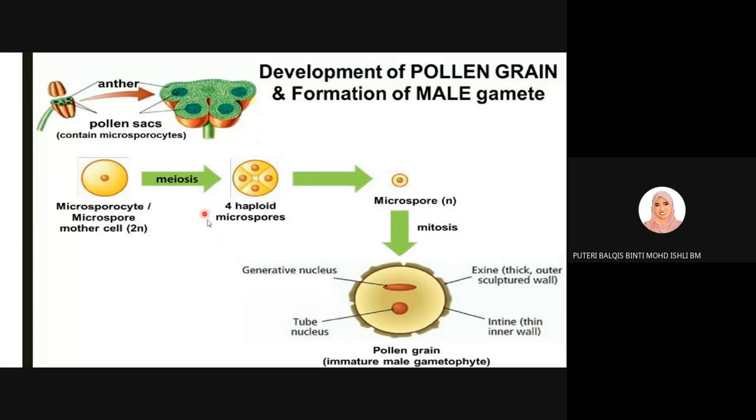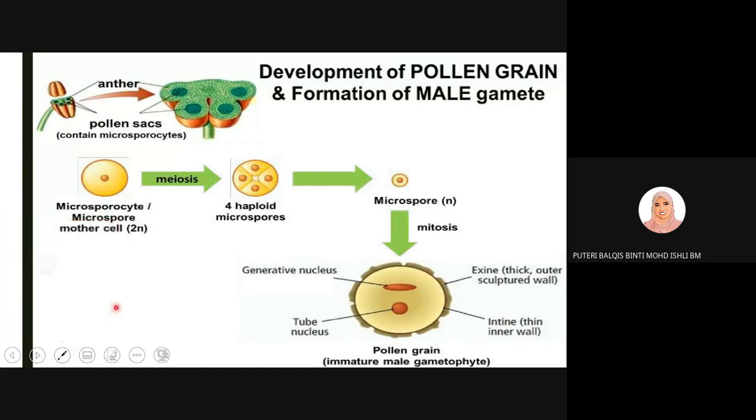Each microspore will undergo mitosis to produce the male gametophyte or pollen grain, tapi dia tak matang lagi. Immature male gametophyte. And inside the pollen grain, it has a generative nucleus and a tube nucleus.